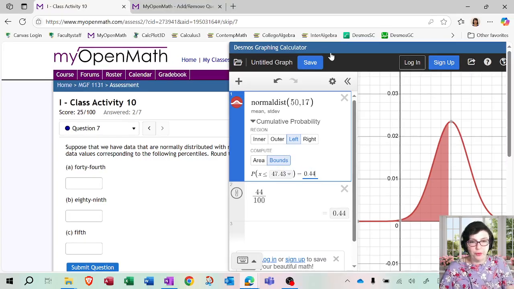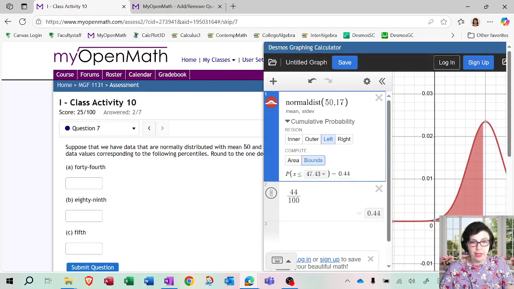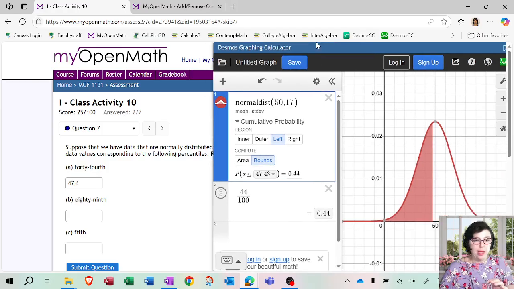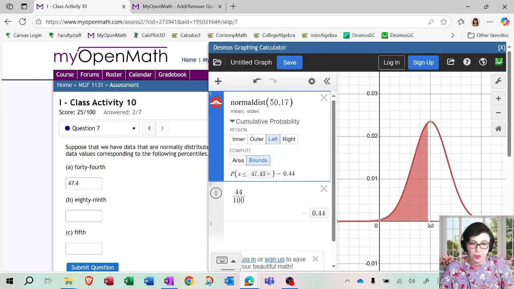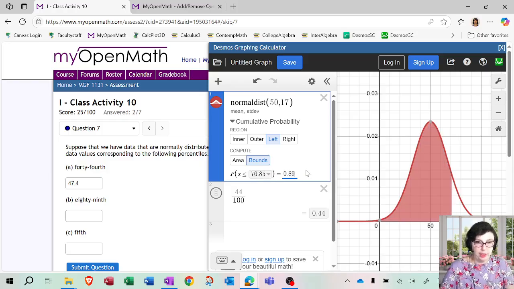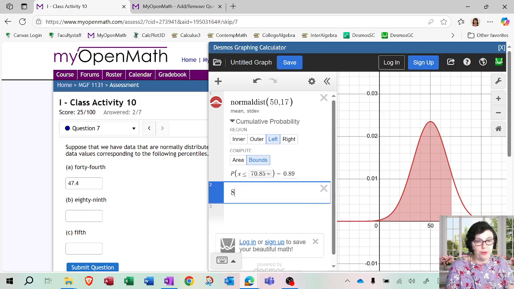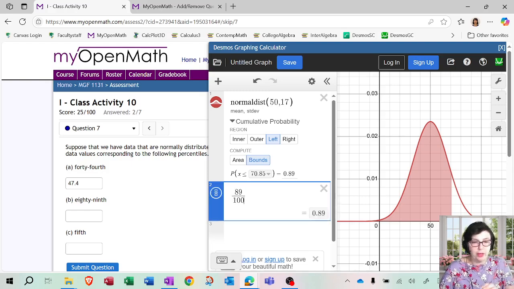So for me, it's 47 point, well, it says one decimal place, so I will put 47.4. Okay, so I'm saying the area to the left of 47.4 is equal to 44% of the total. All right, the next one says 89th percent. Okay, so it's very easy. I just changed this 0.44 to 0.89. Now, if you need to convert this, if you're not sure what it is, just divide by 100, you will get it. Okay, the corresponding data value is 70.85.